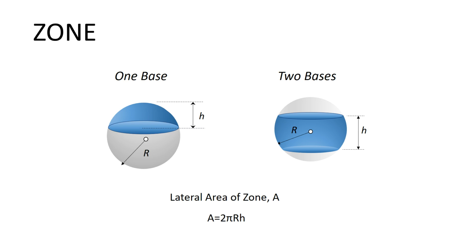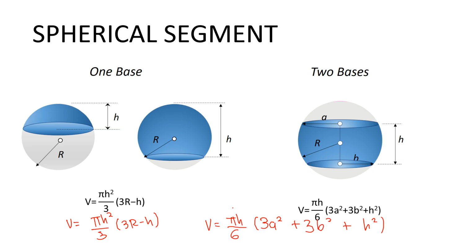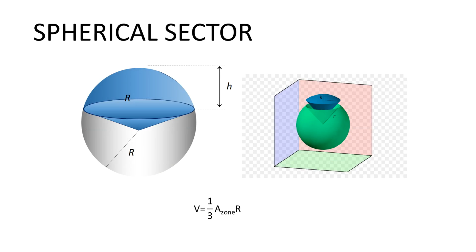The zone is 2 pirasong red horse, 2πRh. The spherical segment uses the PP formula. Okay? And the sector is like the center of your circle, of your sphere, ha? The sector is the 3D one there. So, its formula is 1/3 the area of your zone times R. Again, the area of the zone is 2πRh.